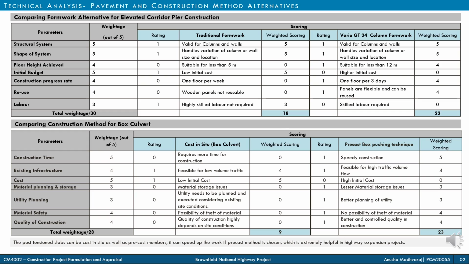Next, a comparison for construction of box culverts was done, considering cast in situ and precast box pushing technique. It is also analyzed based on 7 parameters. The box pushing technique has advantages such as low construction time, better material and utility planning, and higher quality of construction because of controlled environment. Also, higher traffic volume count along the alignment will lead to cost and time overrun in cast in situ method, which makes box pushing a better alternative.